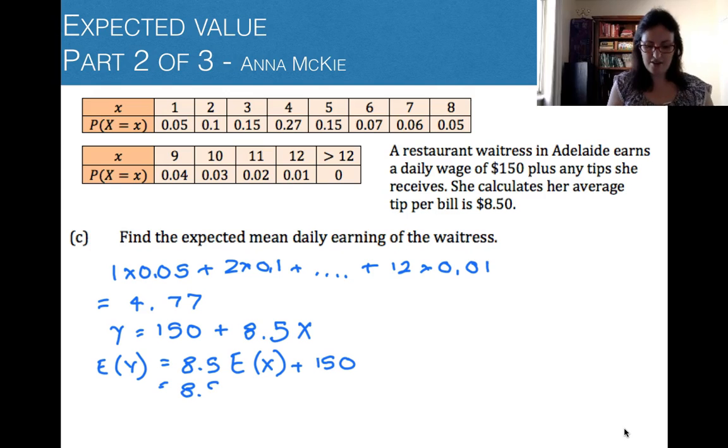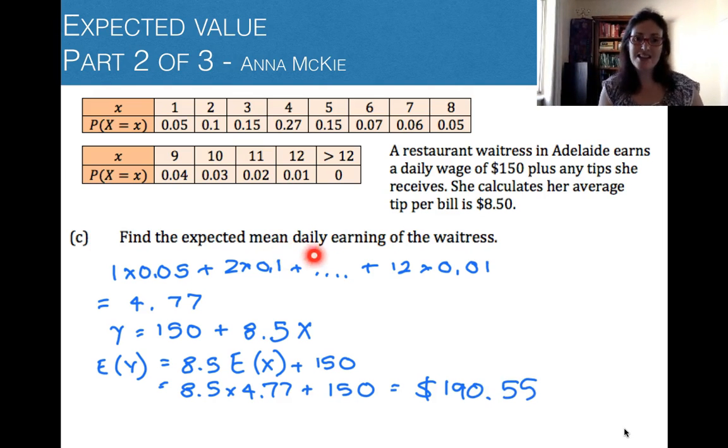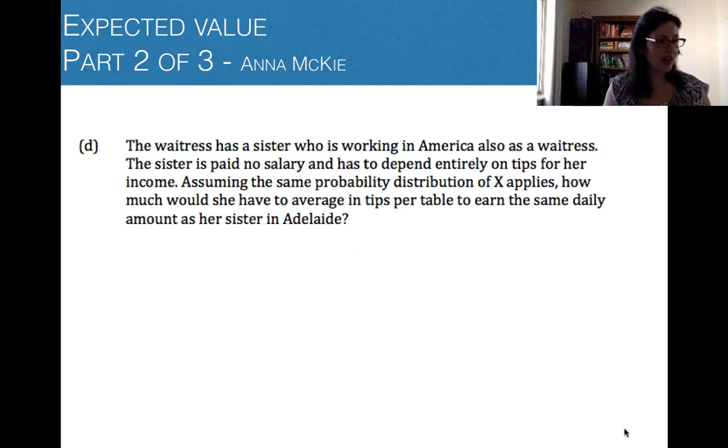Calculating that, so E(X), as we've calculated before, is this 4.77. So that's roughly how many tables she's going to serve on average, and I'll calculate that for you. $190.55 is her expected mean daily earning. Last part of this question is, just pause it while you read this.